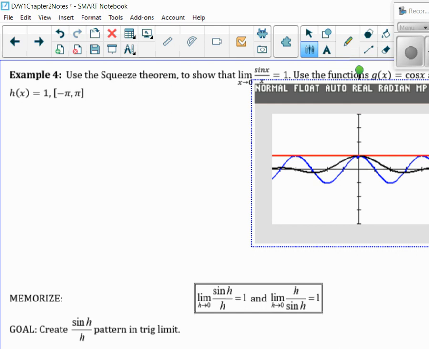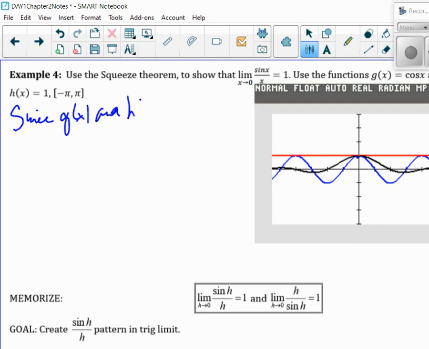So now we're going to actually use the squeeze theorem to prove it. So again, what are the things we have to say? Yeah, so since g of x and h of x are continuous functions, and like we verified that it's between.